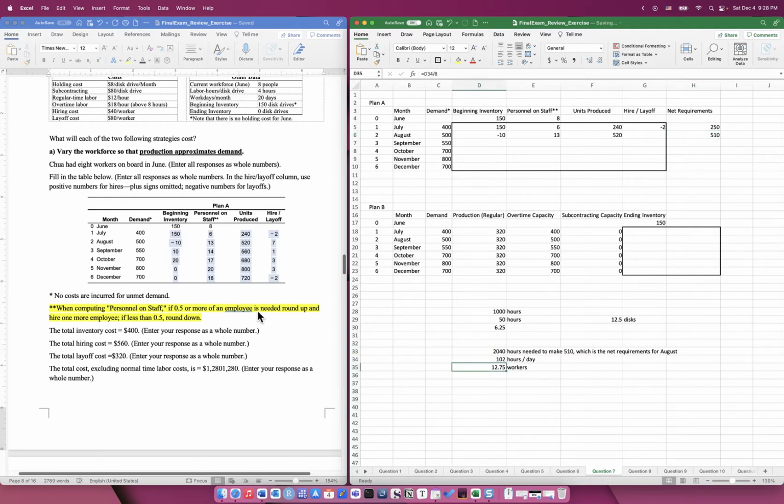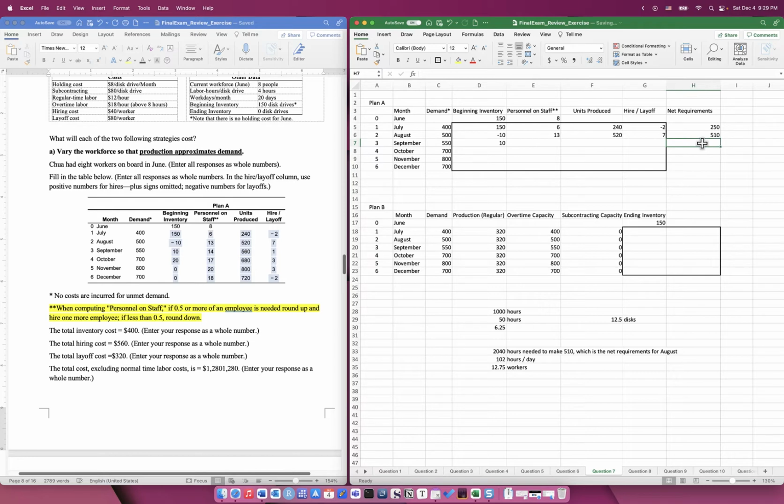However, as instructed, you are rounding up. That's why 13 is the right answer here. It's because of this process. As you can see, we need to hire 7 more people. I'm going to assume the rest of the steps are similar to what we have done here. Do you have any beginning inventory here? Yes, you do have 10 from the previous period.